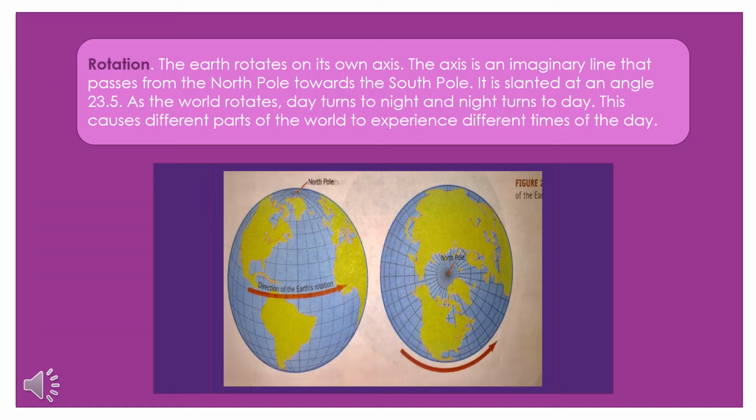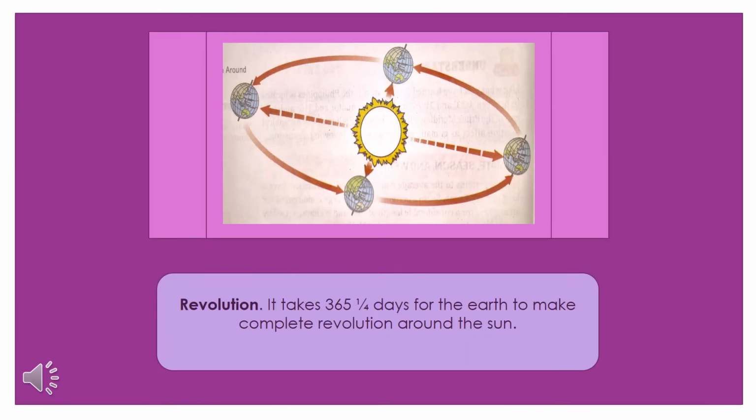Rotation. The Earth rotates on its own axis. The axis is an imaginary line that passes from the North Pole towards the South Pole. It is slanted at an angle of 23.5 degrees. As the world rotates, day turns to night and night turns to day. This causes different parts of the world to experience different times of the day. Revolution. It takes 365¼ days for the Earth to make a complete revolution around the Sun.